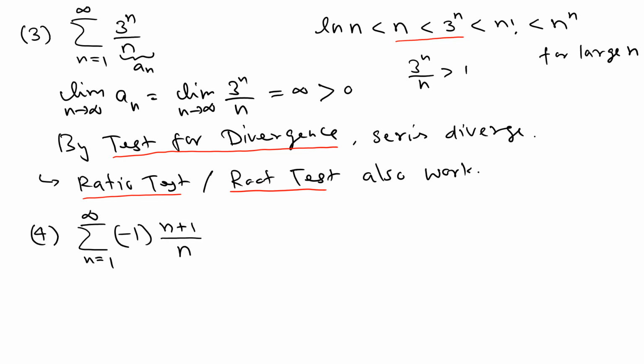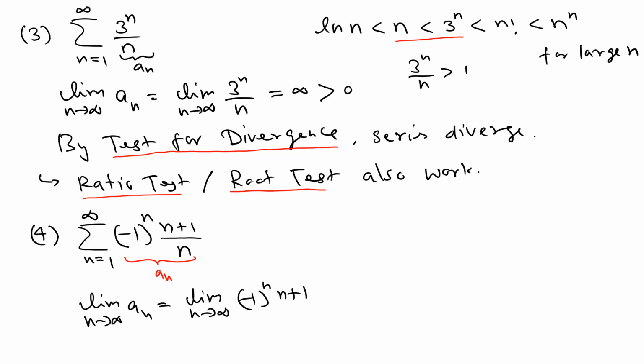We have the sum from n equals 1 to infinity of (-1)^n times (n+1) over n. If you look at this problem, you can do it in two different ways. You can only look at (n+1) over n, or you can take the whole term. Let's take the whole term. I'm going to call that a_n. The limit as n goes to infinity of a_n is the limit as n goes to infinity of (-1)^n times (n+1) over n.